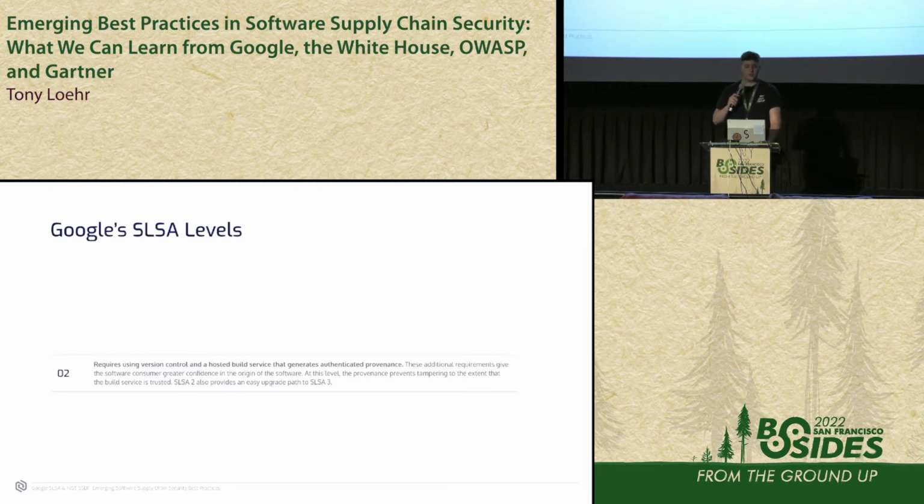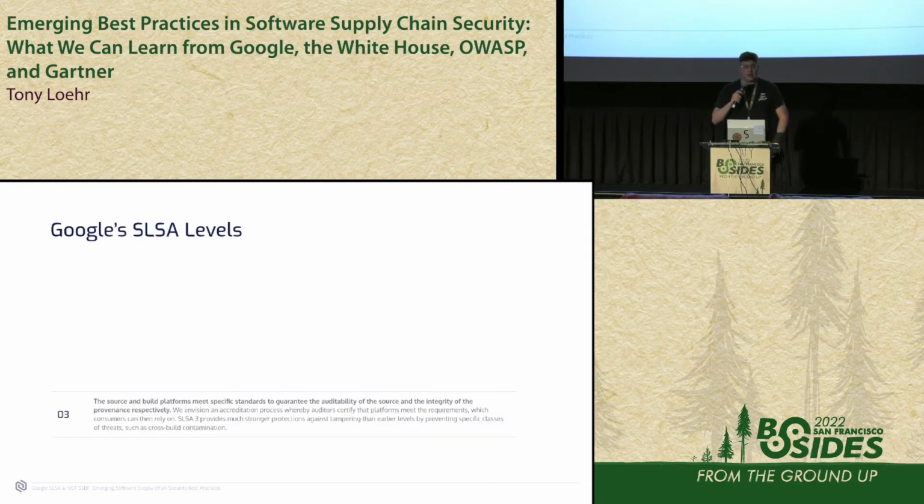SLSA Level 2 requires using version control and hosted build services that generate authenticated provenance. This helps mitigate some risks inherent to human tampering or potentially malicious behaviors. SLSA Level 3 entails the source and build platforms meeting specific standards to guarantee the availability of the source and the integrity of the provenance, respectively.